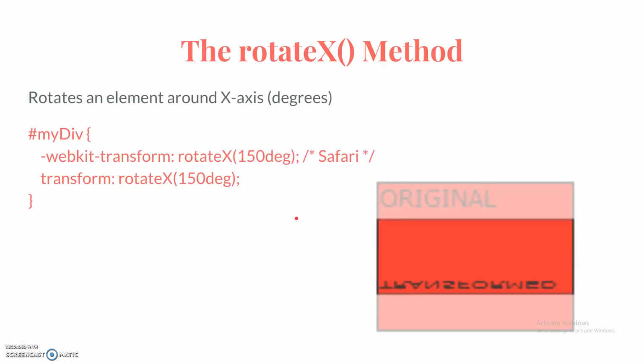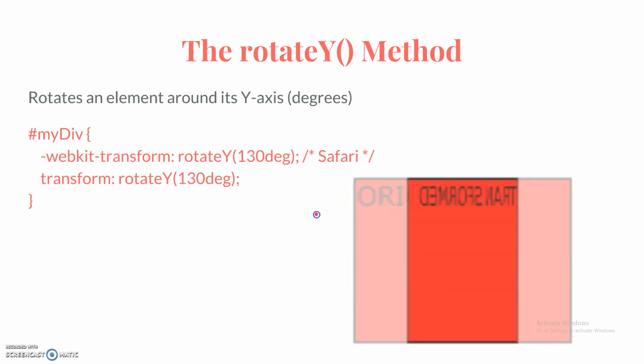So first, the rotateX method rotates an element around the x-axis, and it uses degrees to do so. In this example, the transformed element is rotated by 150 degrees across this x-axis. The rotateY method rotates an element around its y-axis, also in degrees. In this example, it is rotated 130 degrees around this y-axis.